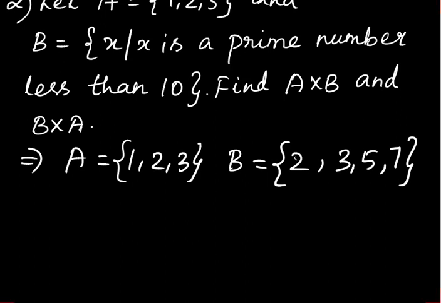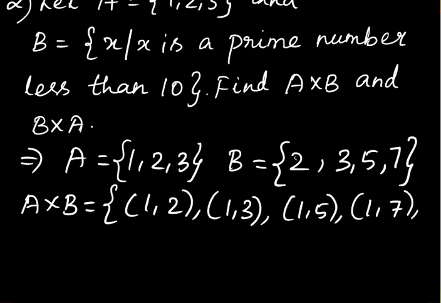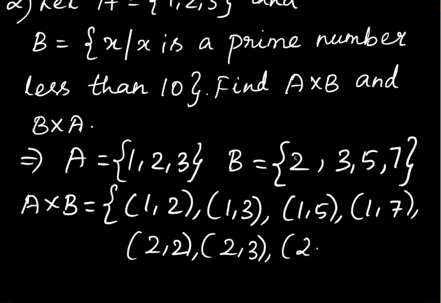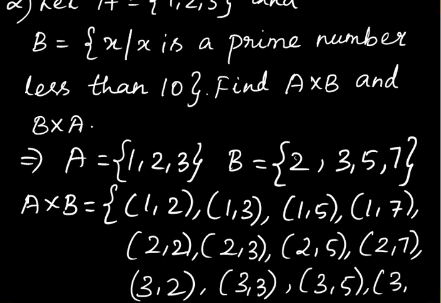So we'll write down the values for A cross B. A cross B is equal to, open the flower bracket, start with number 1, you will get 1, 2, 1, 3, 1, 5, 1, 7, then 2, 2, 2, 3, 2, 5, 2, 7, 3, 2, 3, 3, 3, 5 and 3, 7. If you want to check whether your answer is correct or not, count the number of elements in A and B. It's 3 and 4. 4 3s are 12. So you should get 12 ordered pairs.